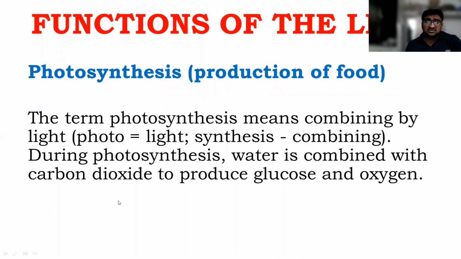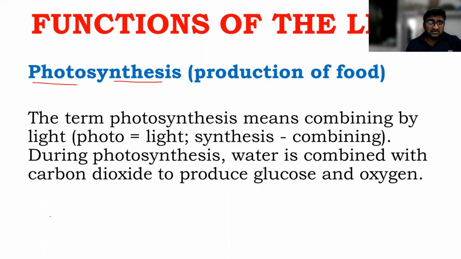First function is photosynthesis. Photo means light, and synthesis means to prepare. So it is the process in which food is prepared in the presence of light by the green parts of the plant, which are known as leaves. Leaves have a specific type of light-trapping pigment known as chlorophyll, and that chlorophyll utilizes the light energy and prepares the food.